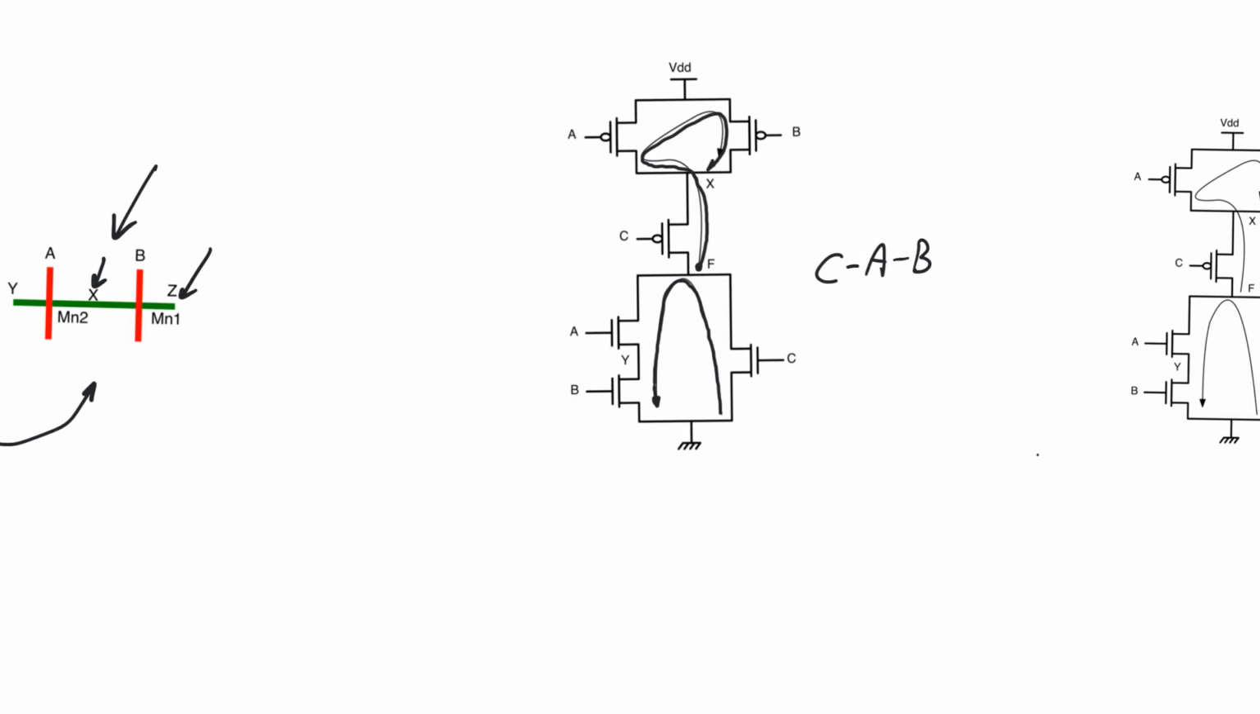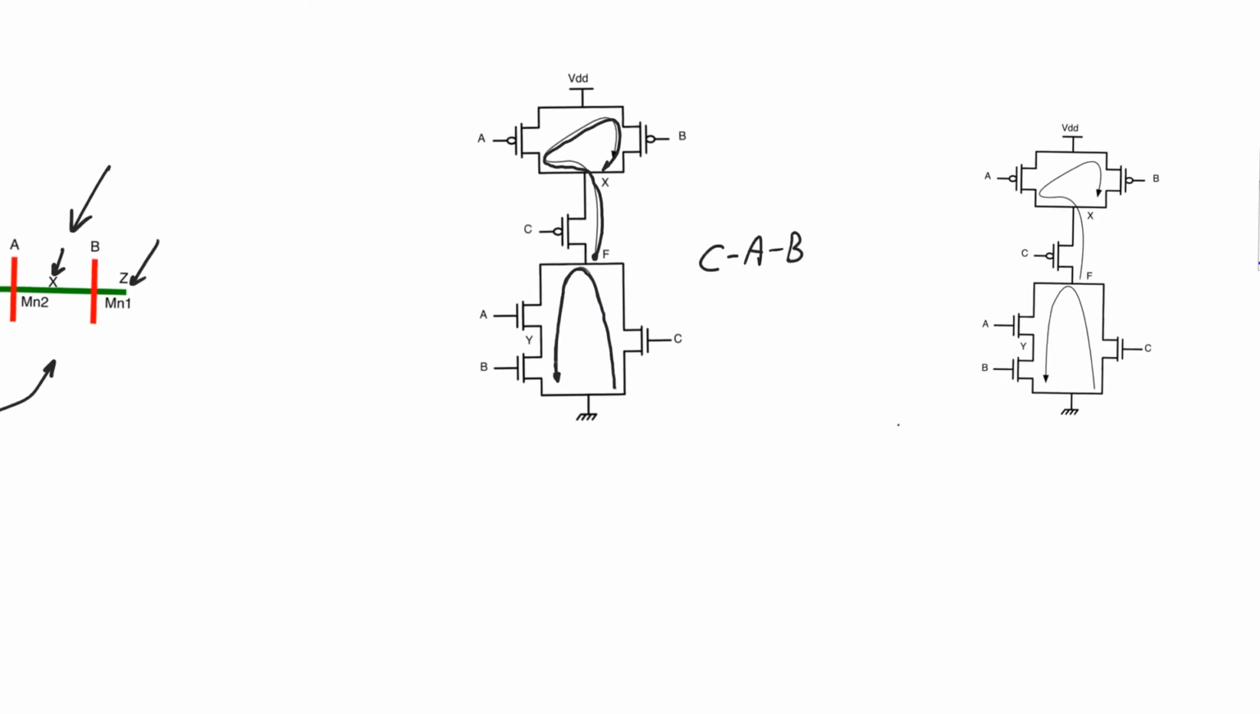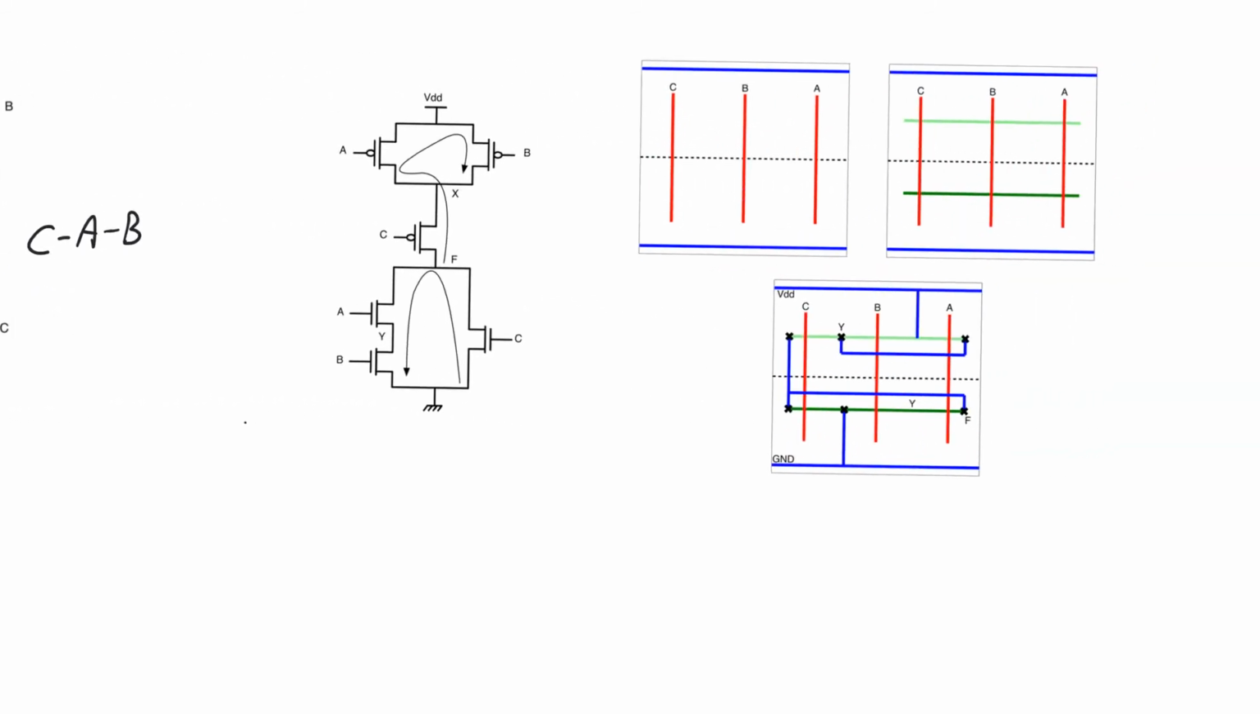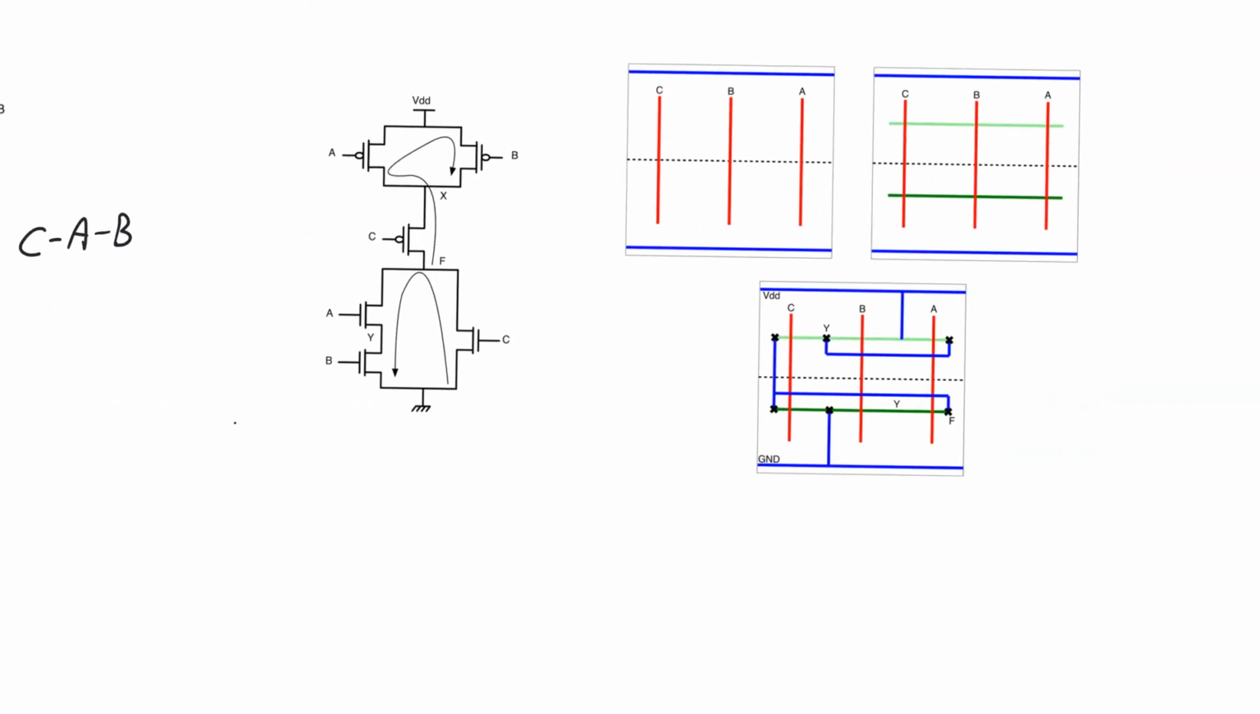This means that this path is an Euler path, and this means that we can actually implement this circuit using a single N plus diffusion track and a single P plus diffusion track. And so what we do is we start by drawing polysilicon lines vertically, and the order of the polysilicon lines should be the order of how the variables appear in the path.